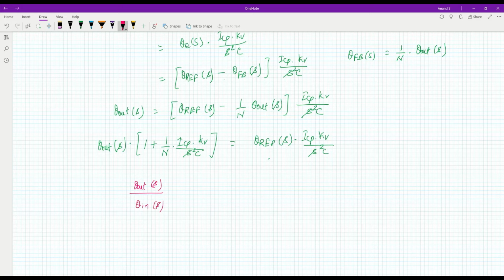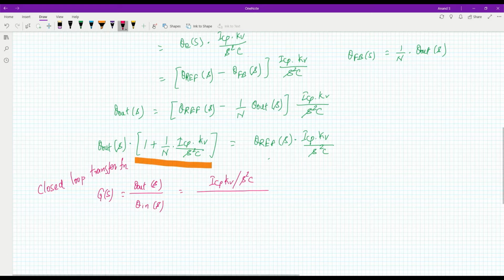Okay, so rearranging this, we can get the ratio between theta out of S divided by theta in of S. This is called the closed loop transfer function. I will represent this with G of S, which will be equal to ICP kV over S square C, divided by, bringing this term to this side, 1 plus 1 divided by N into ICP into kV divided by S square into C. Okay, so here we can see that this is the forward path gain divided by 1 plus feedback path gain multiplied by the forward path gain.